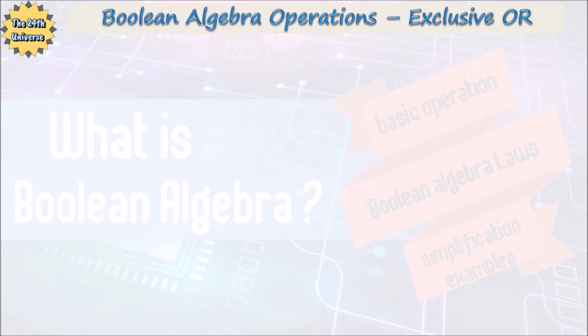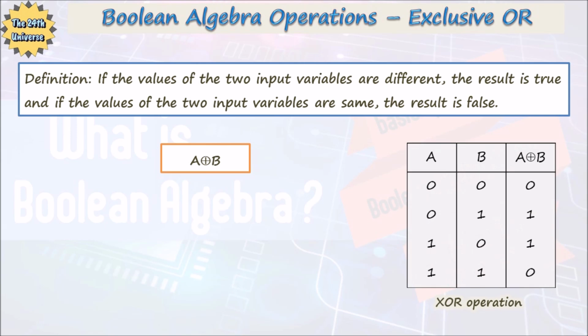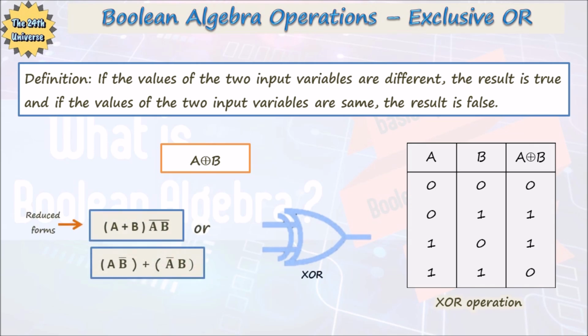XOR operation. If the values of the two input variables are different, the result is true, and if the values of the two input variables are the same, the result is false, denoted as A plus with a circle and B. This is how we denote A XOR B. In this truth table, when A and B are different, the result is 1, and when both A and B values are the same, the result is 0. And this is how we represent the XOR logic gate. And these are the reduced forms of the XOR expression.